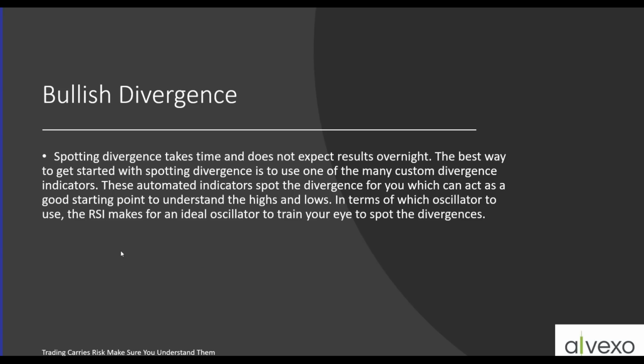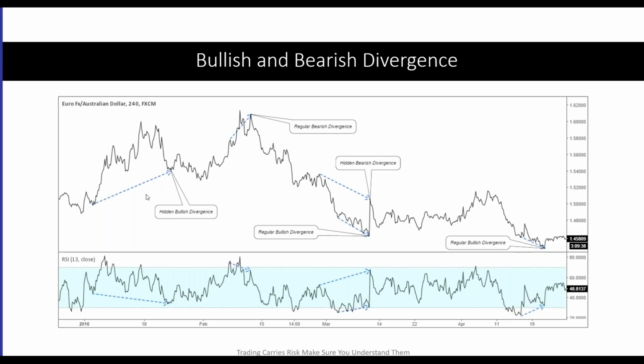So spotting divergence takes time, so don't expect results overnight. The best way to get started with spotting divergence is to use one of the many custom divergence indicators. These automated indicators spot the divergence for you, which can act as a good starting point to understand the highs and lows. In terms of which oscillators to use, RSI makes the ideal oscillator to train your eye to spot the divergence. Here we have RSI on the bottom of our chart as our indicator. We're using the standard RSI 13.